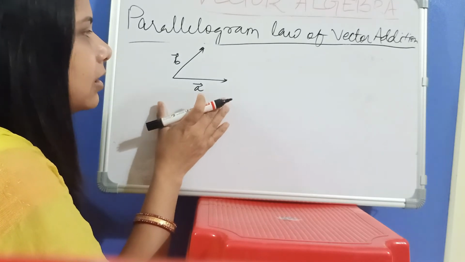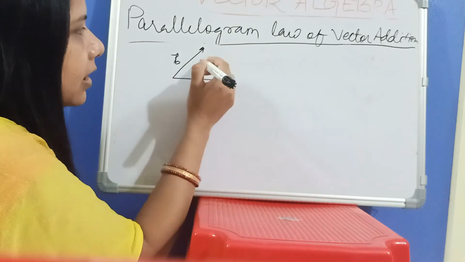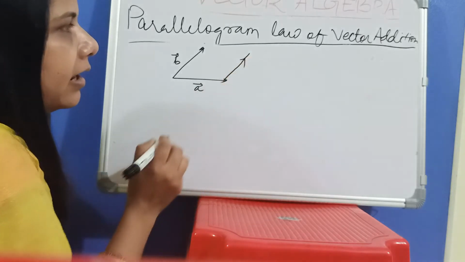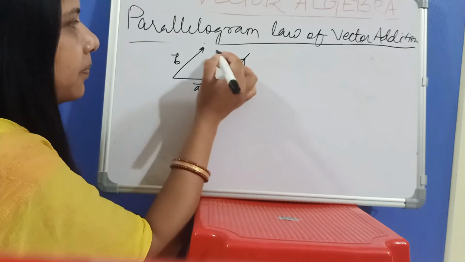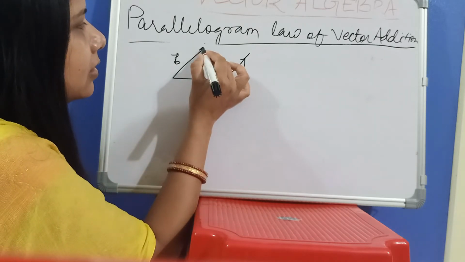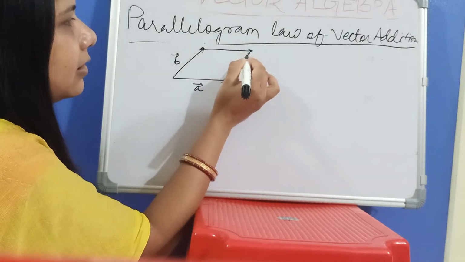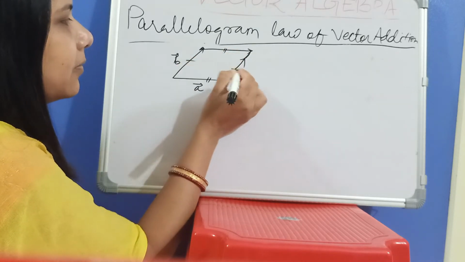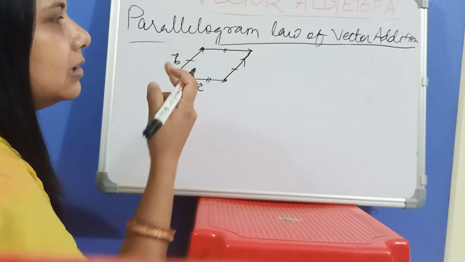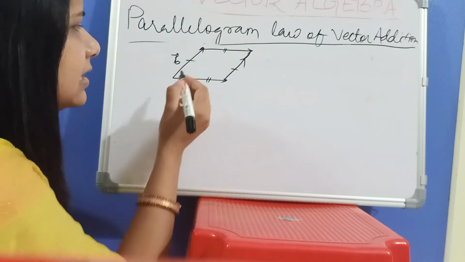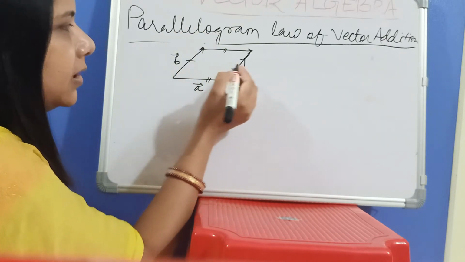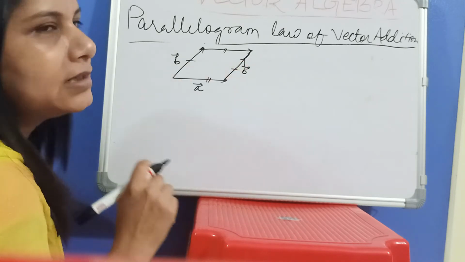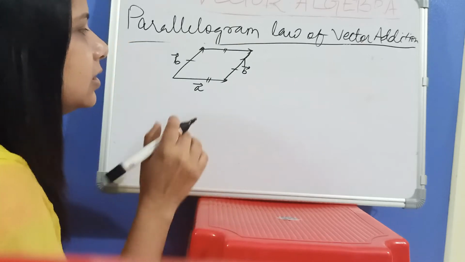So what will we do? We will draw another vector which is parallel to vector B and has the same magnitude as vector B. And again we will draw another vector which is parallel to vector A and has the same magnitude as A. So it looks like a parallelogram. Since this has the same magnitude and same direction as vector B, it is an equal vector, so it is also vector B.